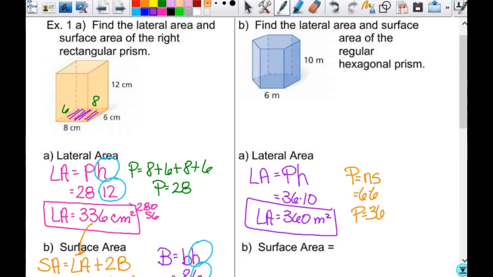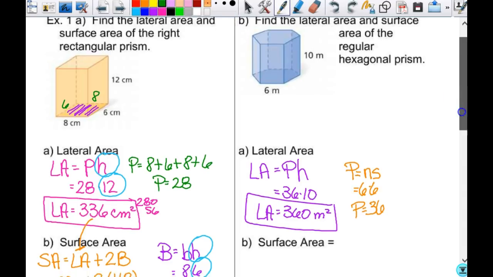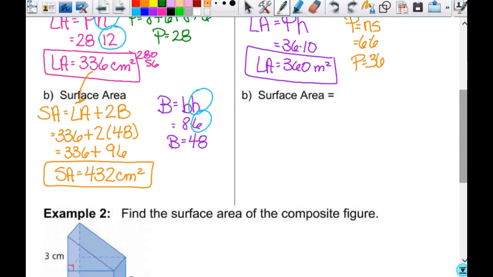All right. So now I need the surface area. So surface area, I'm going to use the same formula I did over there because I already have the lateral area. So lateral area plus 2 times big B. I already have that. So my big B formula, is it going to be base times height? No. What's it going to be?